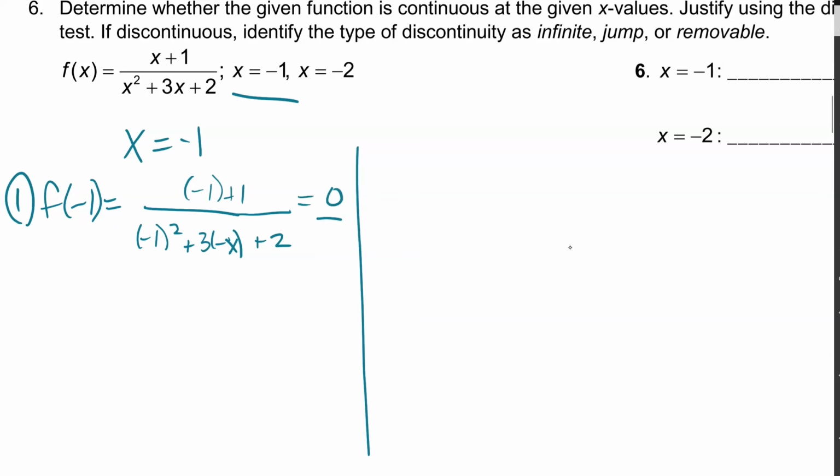So I get 0 over 0. Weird. Okay, well, this isn't an actual number. It's indeterminate form. Maybe you don't remember me saying that. But this doesn't give me a number. What's important is that dividing by 0 means it's undefined. So f of negative 1 is undefined.